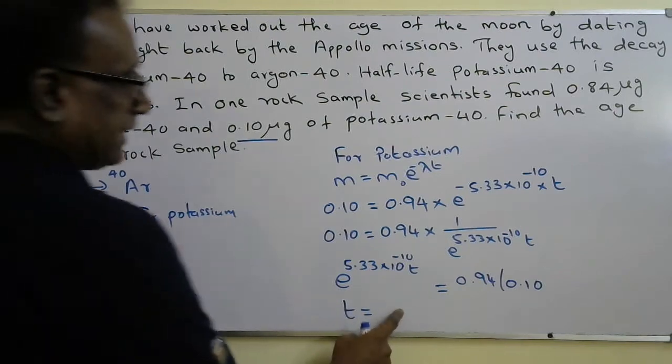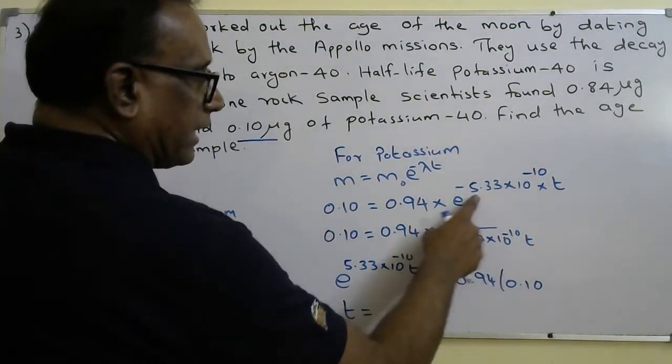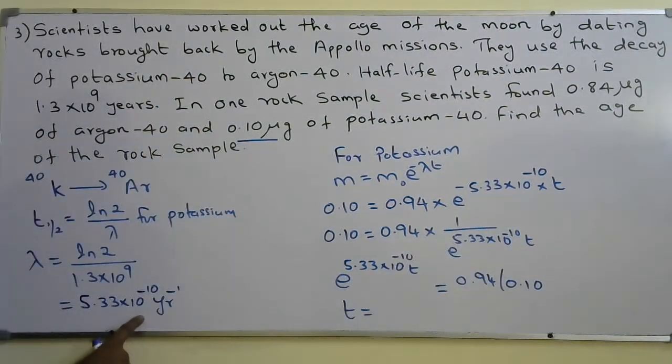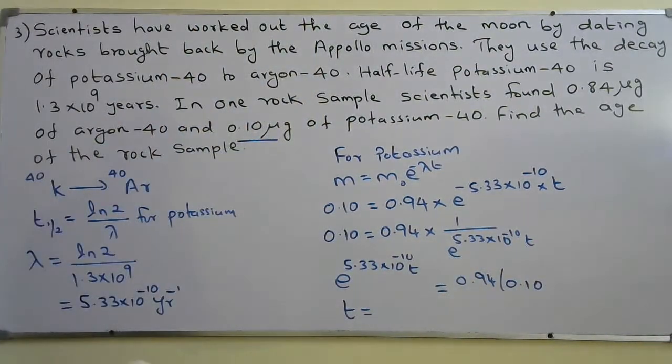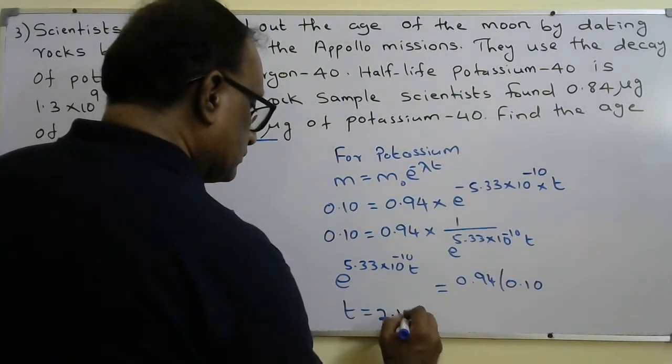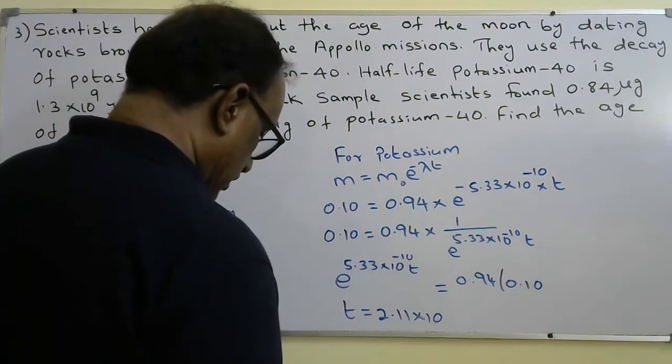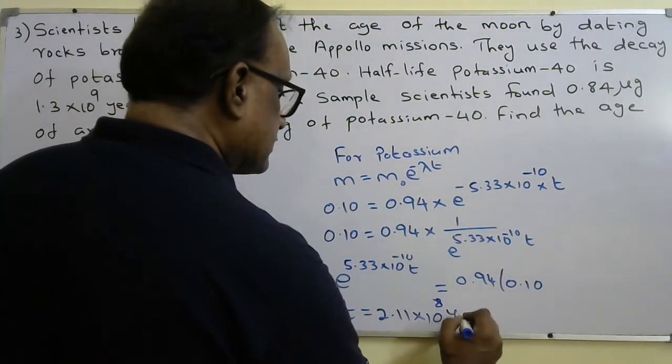Here we will get the answer in years because the lambda we substituted is in per year. So if this is in per year, we will get the answer in years. Solve it, and you will get the answer in years. That will be 2.11 times 10 to the power 8 years.